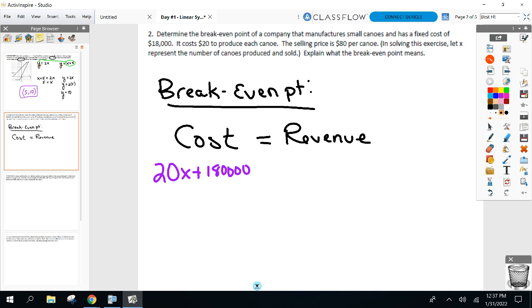We all good? When is that going to be equal to the revenue? How much do I sell a canoe for? 80 times X. And that's it. This isn't a break-even question where I set up two equations. I want to know when my cost, $20 a canoe plus 18,000, is going to be equal to how much I'm going to make back, $80 a canoe. Are we okay solving that?